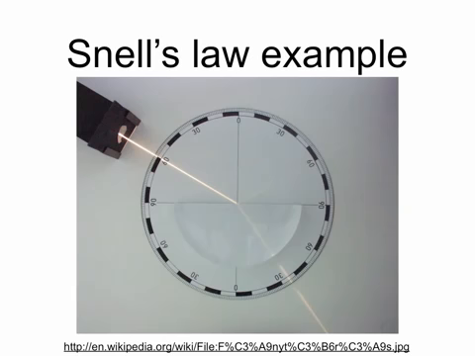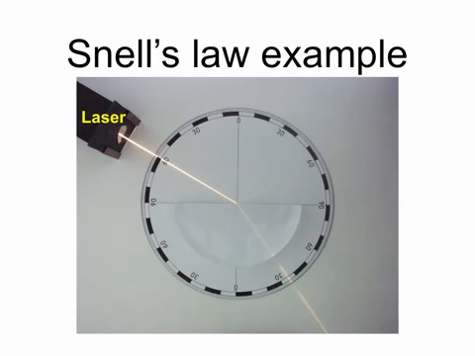Here's an example of Snell's law. We have a laser, and it's shining light on some glass. And the incoming laser beam bends or refracts when it reaches the air-glass interface because air and glass have two different refractive indices. Air has a refractive index of about 1 and glass about 1.5.